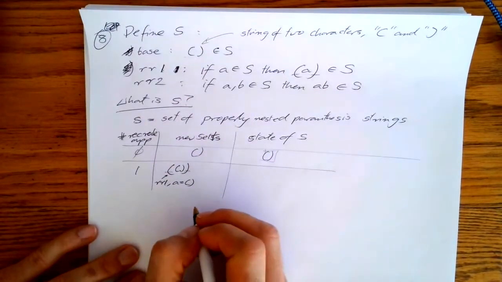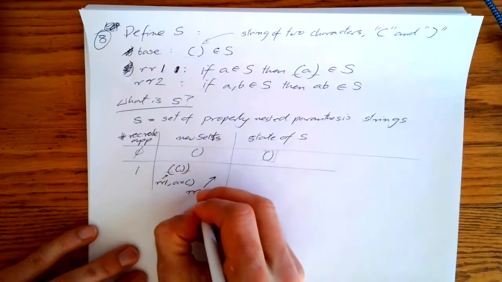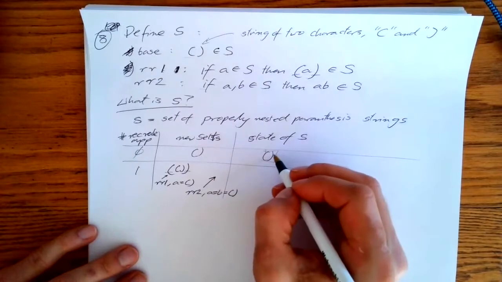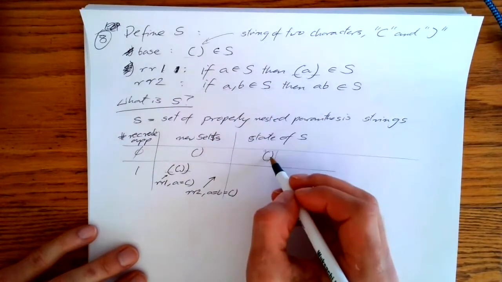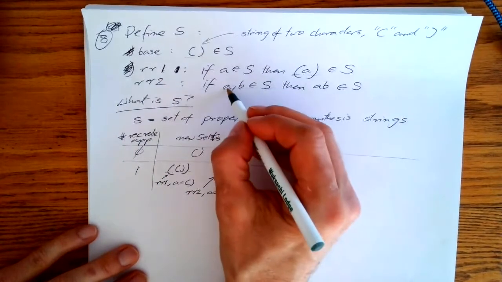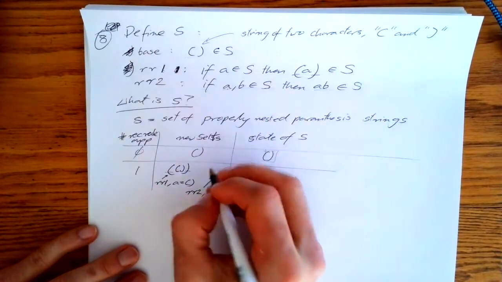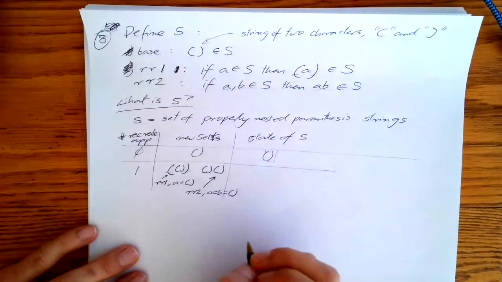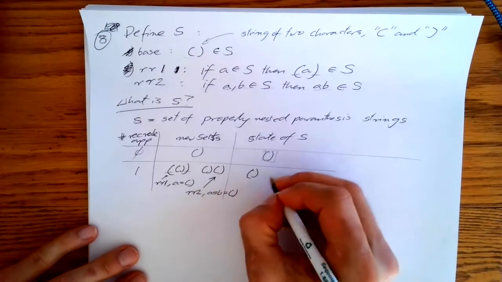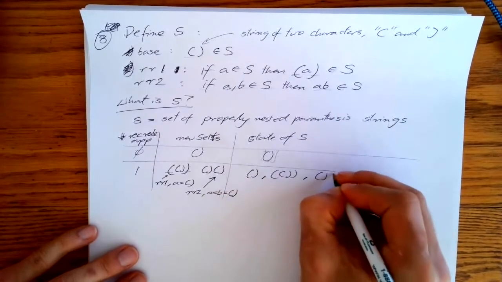Can I use this rule? Yes. If I use rule 2 with A equal B equal this, because indeed that's the only way to instantiate. The only thing in the set is the open close bracket string. So both A and B are the string. Then so is the concatenation, this string. So the state of S is okay. I have this string inside here, and I have this string inside here.